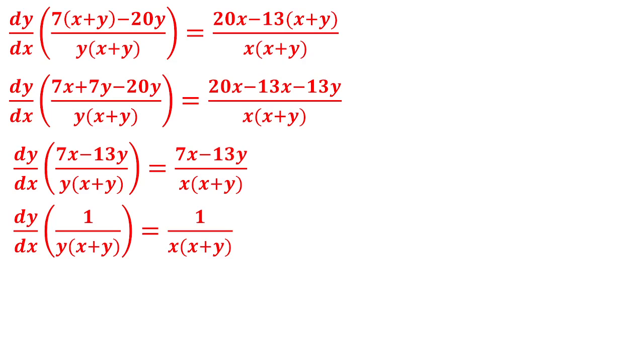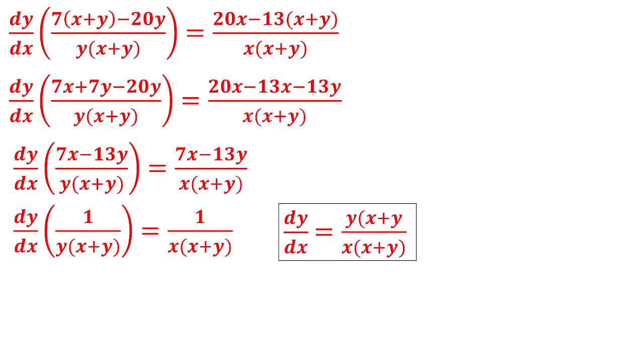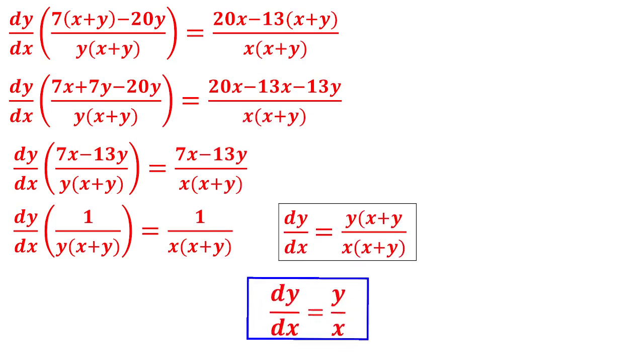Because 7x minus 13y will get cancelled. Now what is dy by dx now? y into x plus y divided by x into x plus y cancels. Therefore, the answer is y by x.